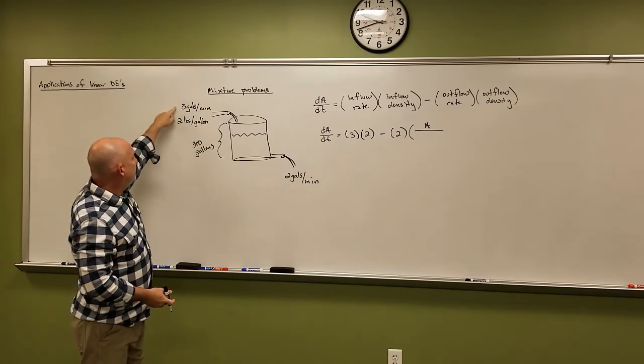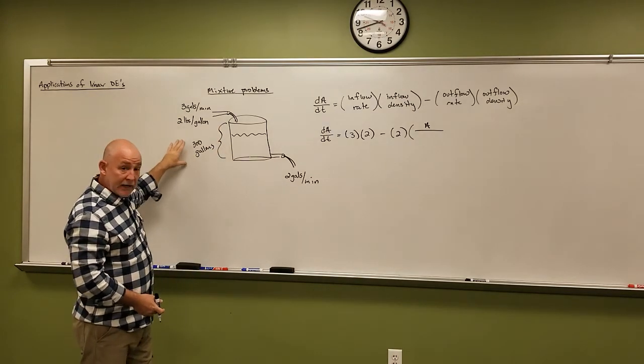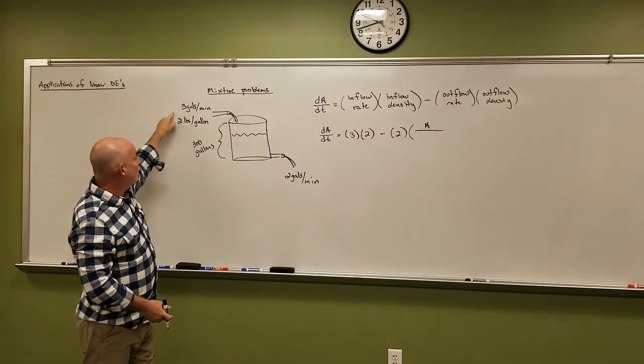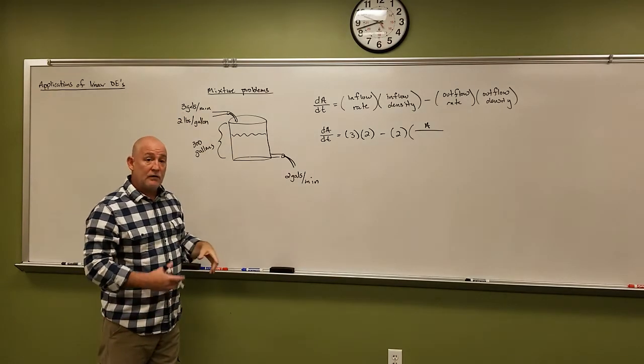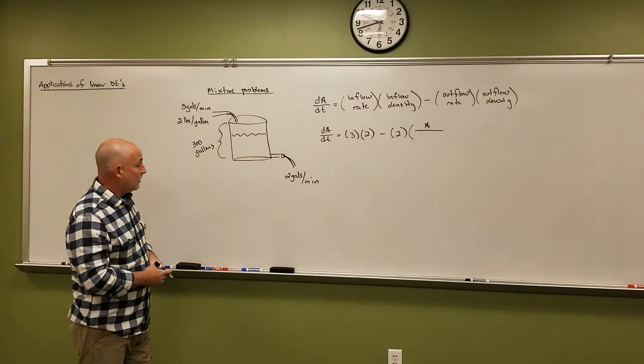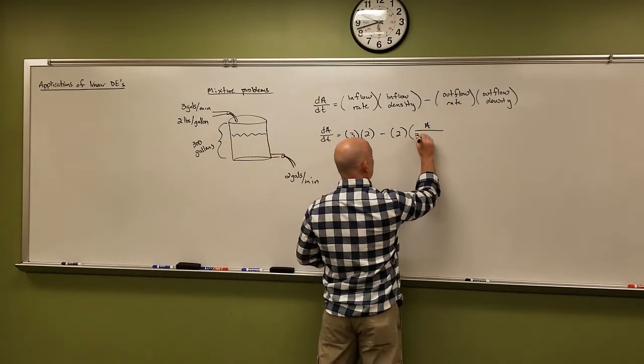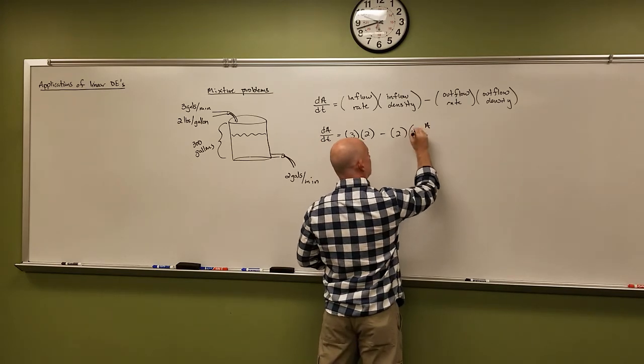If we're pumping in 3 gallons, and if we were pumping out 3 gallons, then it would remain at 300 gallons. But since we're pumping in at one rate and pumping out at a different rate, the volume of this tank is changing, how much water or brine is in there. So how much is it changing by? Well, it's going to be our 300 gallons.